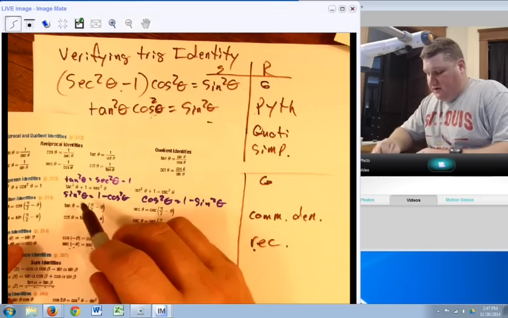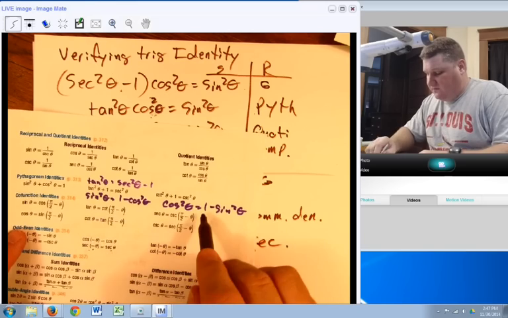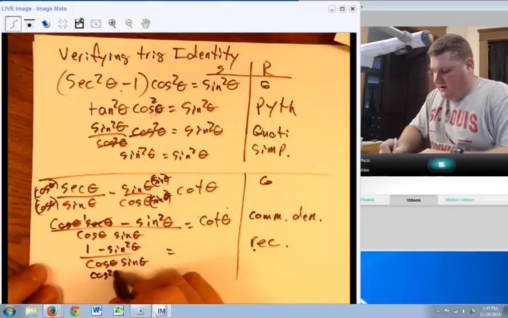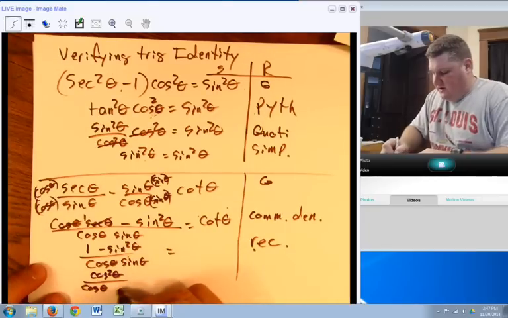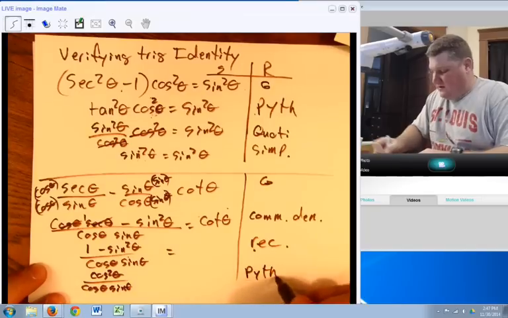Sine squared equals 1 minus cosine squared, and cosine squared equals 1 minus sine squared. That is cosine squared theta over cosine theta sine theta. And that is by Pythagorean theorem.